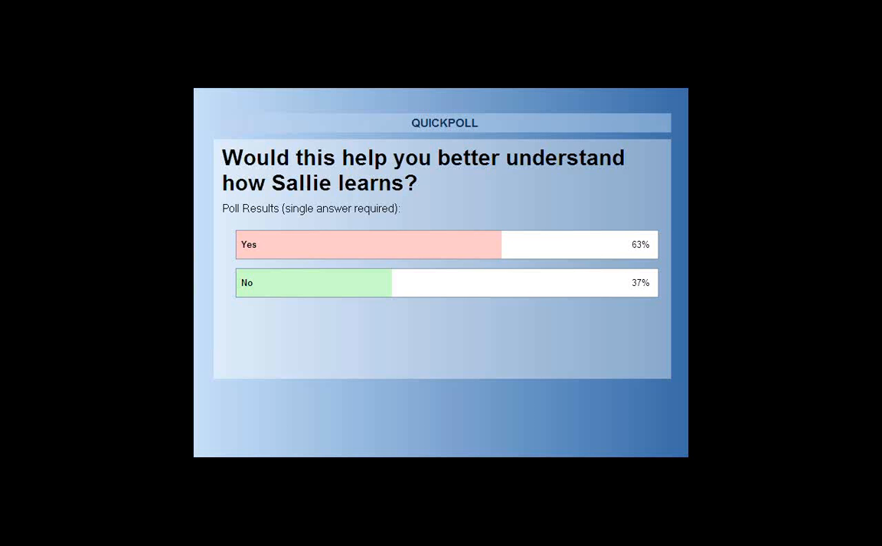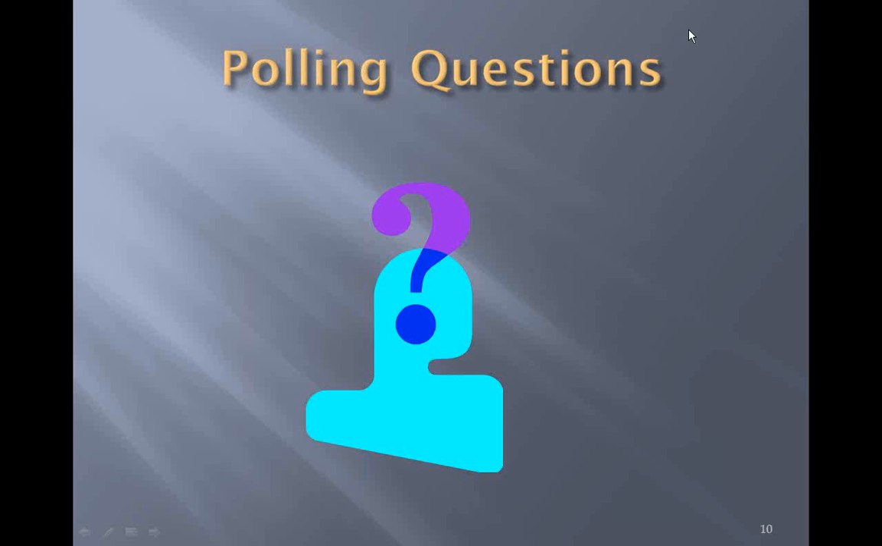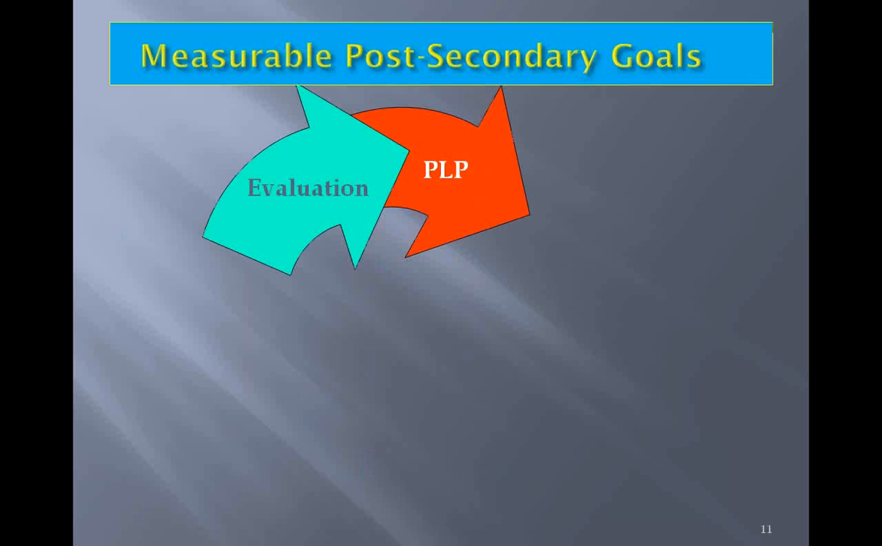Great. And you're right, that is a better understanding of how Sally learns, but I want to address the no's because I always think there's always more work to be done. There's always a better way to give more and more explanation of how Sally learns. And we're going to talk a little bit more about Sally later, and also about parents and our roles in supporting our students and when things don't make sense to us. Next, we're going to move on to measurable post-secondary goals.